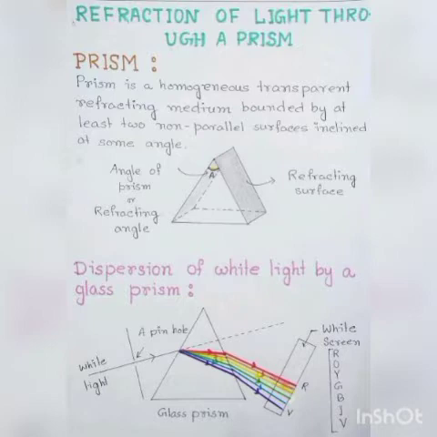Now let us discuss what is dispersion of white light by a glass prism. When white light passes through a glass prism, we get a band of 7 colors on a white screen. The colors obtained on the screen are violet, indigo, blue, green, yellow, orange and red, that is VIBGYOR. So we can conclude that white light is a mixture of 7 colors. The phenomenon of splitting of white light into 7 colors is known as dispersion of light.